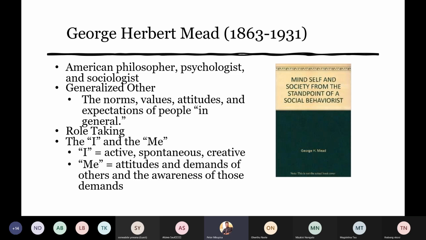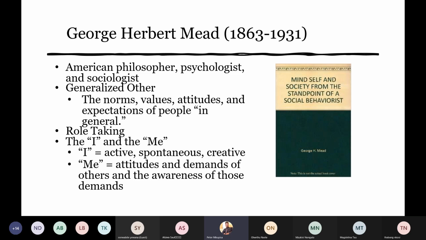So he explains the difference between the I and the me. That's something you're going to have to understand and read about in theoretical perspective in 2 weeks' time. He says that the I makes reference to the active, spontaneous, and reflective part of the individual, and the me refers to the attitudes and demands of others and the awareness of those demands. So it's a pretty philosophical one, but we will break it down when we do symbolic interactionism in detail.